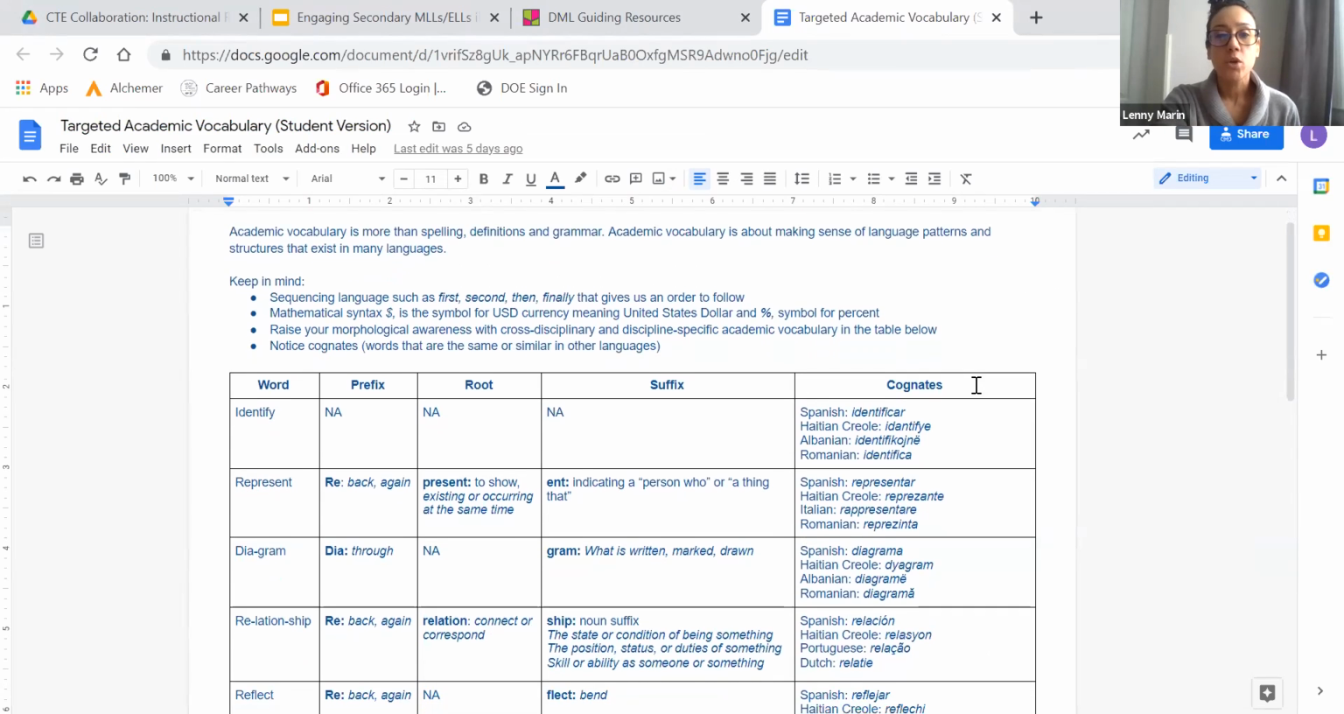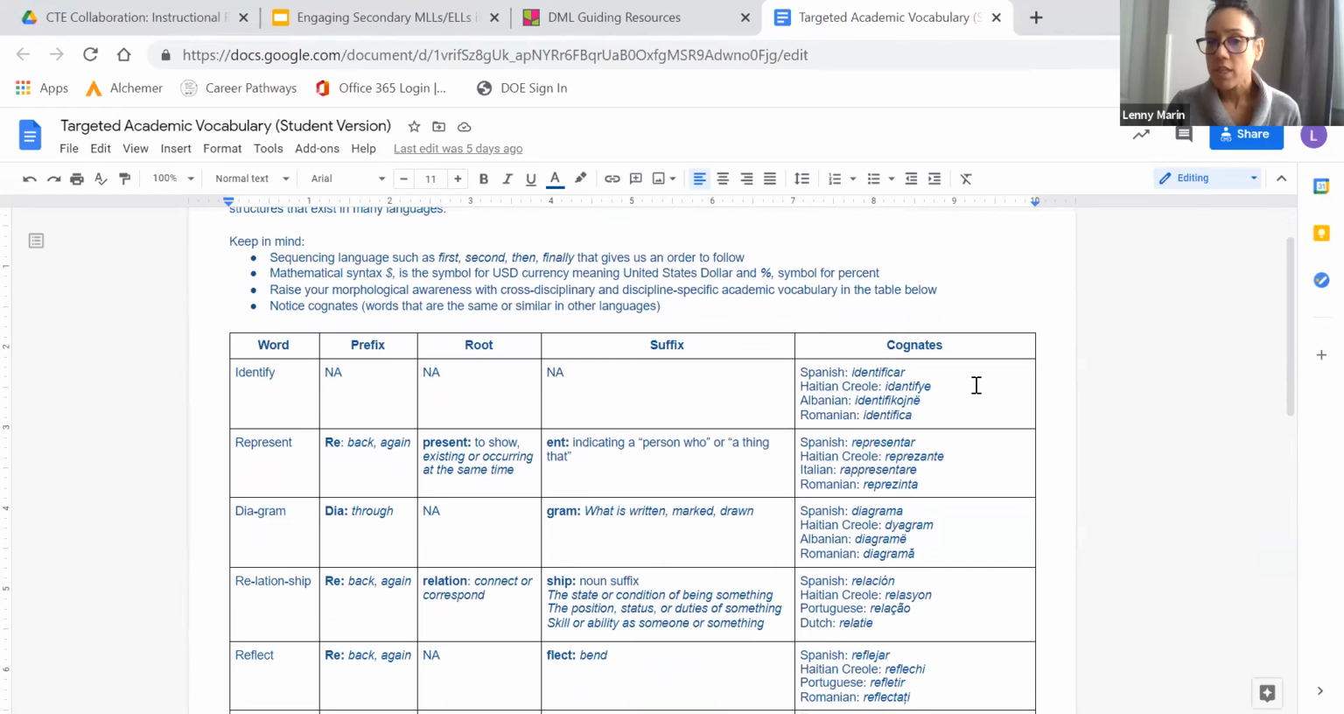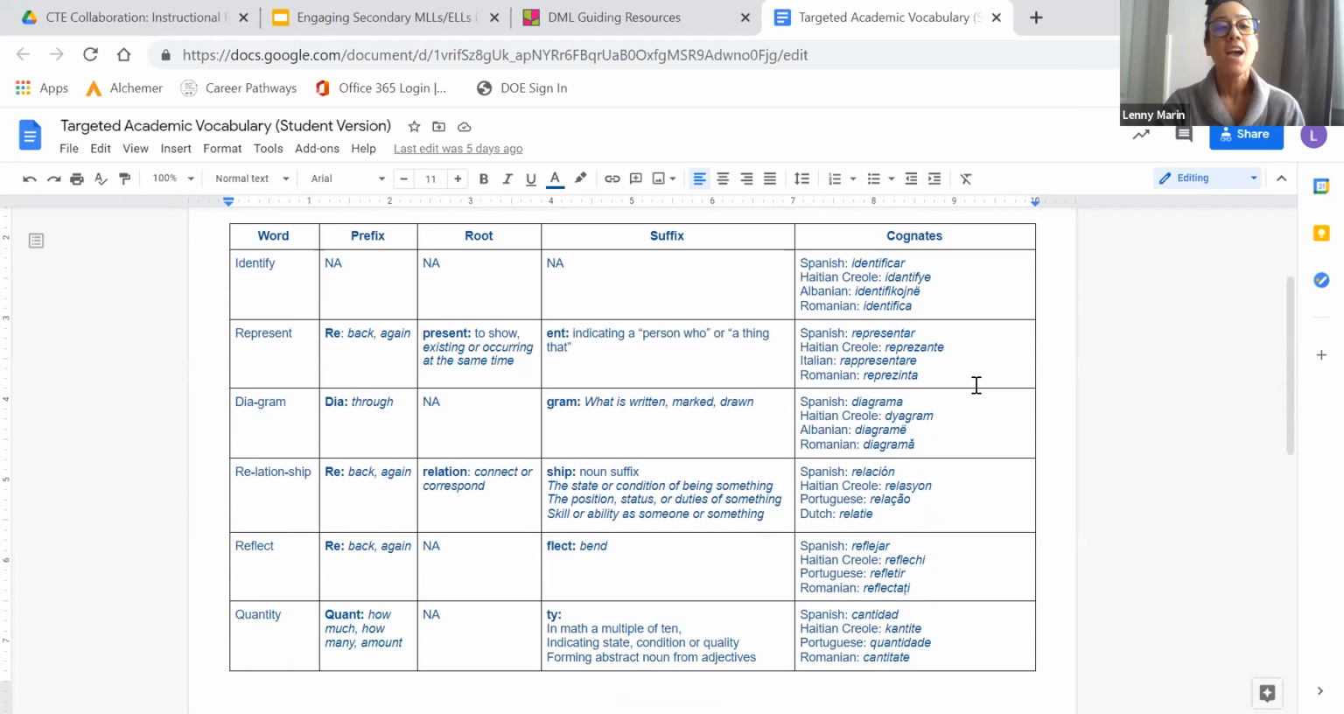but it's really about, just like in math, finding patterns and structures that exist within the language. Some of the things that we're going to keep in mind are sequential language, like first, second, then, and finally. There's some mathematical syntax here, like the dollar sign and the percent sign. And I do want to raise your morphological awareness with some cross-discipline and discipline-specific vocabulary. So you can use this table freely.